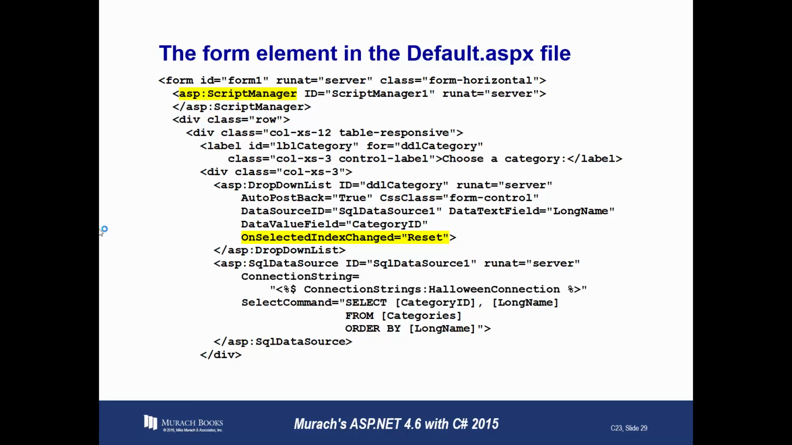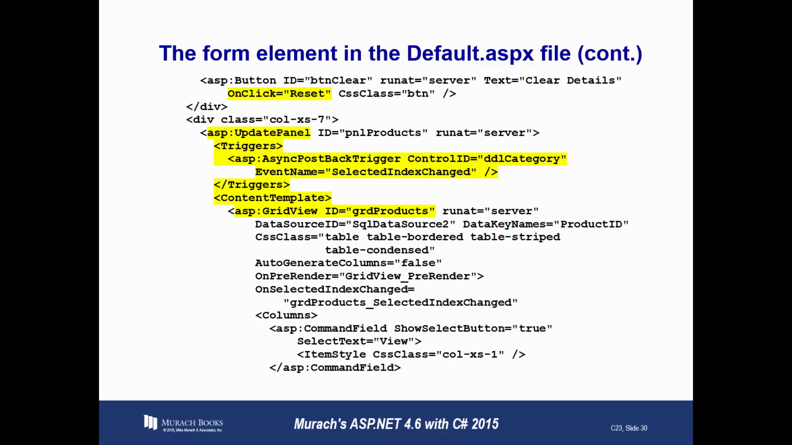It starts with a script manager control, followed by the drop-down list for the product categories and the clear details button. Now, neither of these is inside of an update panel, and both call the reset method. The drop-down list and the button are followed by an update panel, and the update panel contains the grid view that displays the products and the details view that displays the data for the selected product.